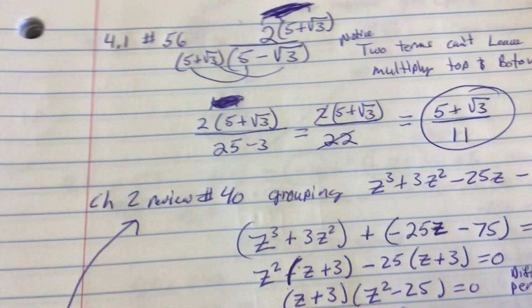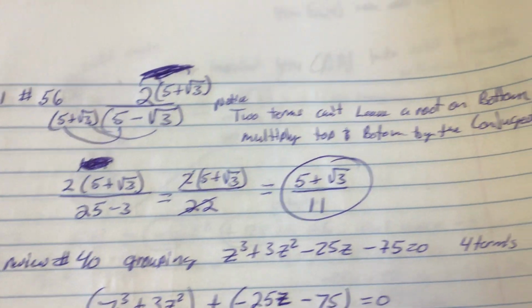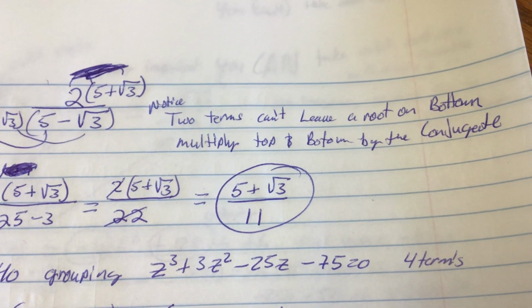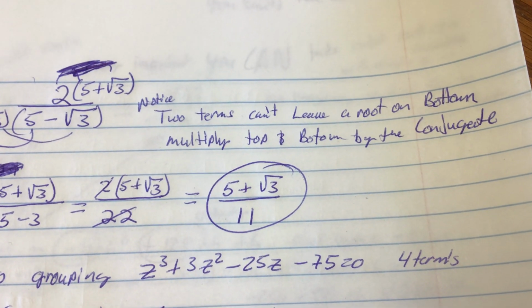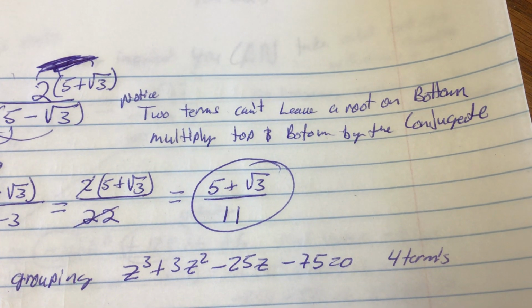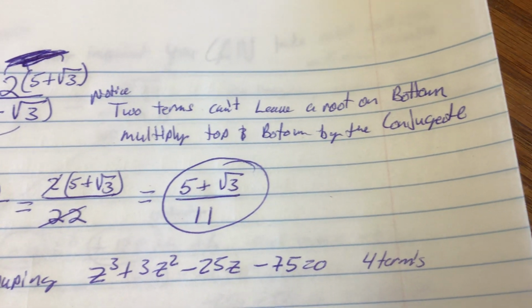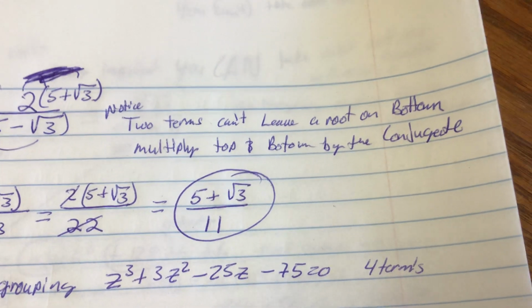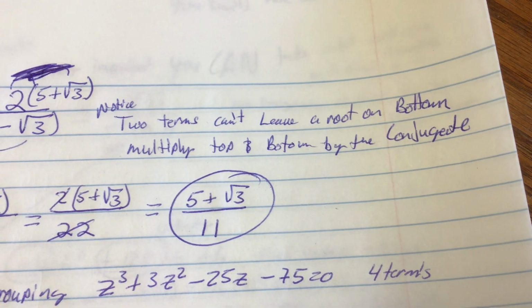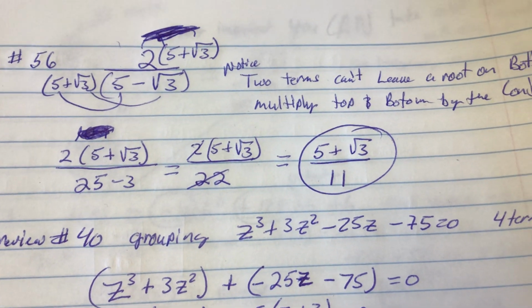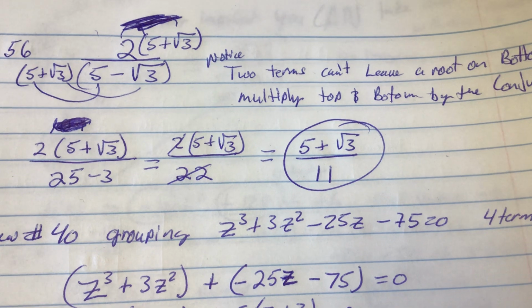Going to chapter 2 review number 40. This one has 4 terms, you'll notice. There's z cubed plus 3z squared minus 25z minus 75 equals 0. The 4 terms tells us we need to factor by grouping. So we're going to group the first 2 terms together and the second 2 terms together.